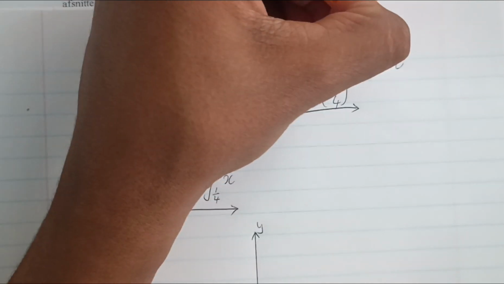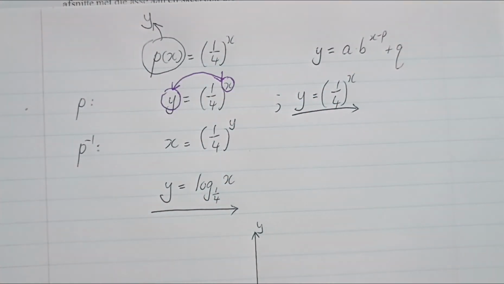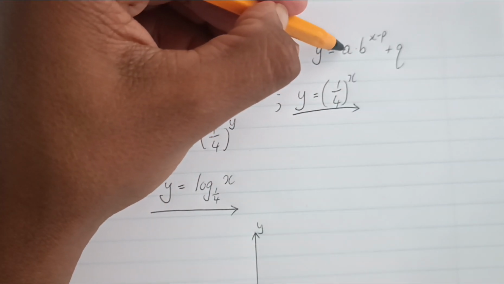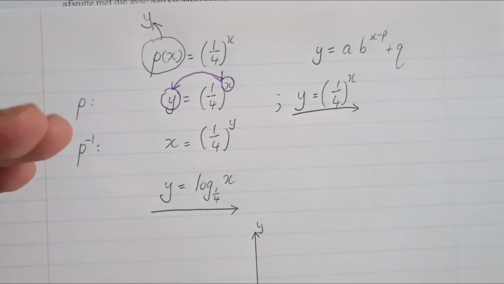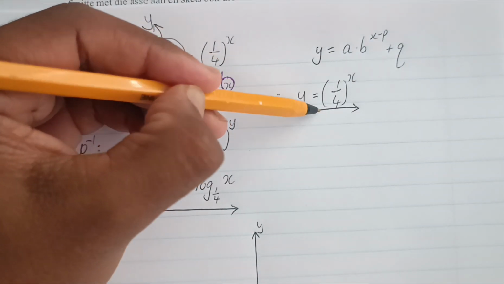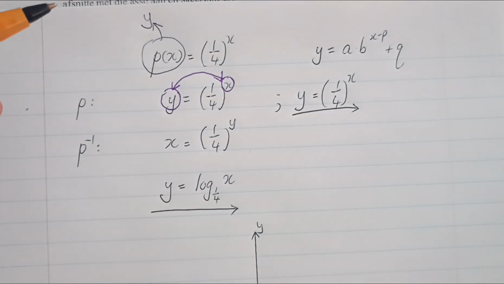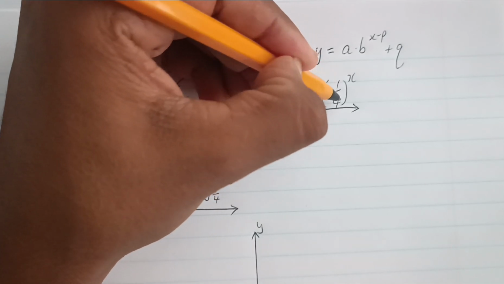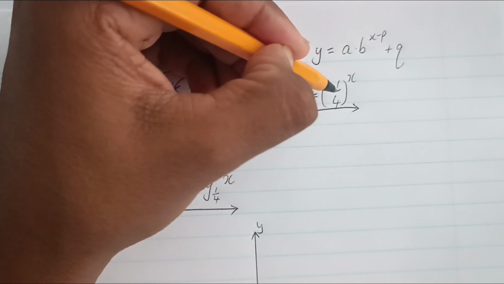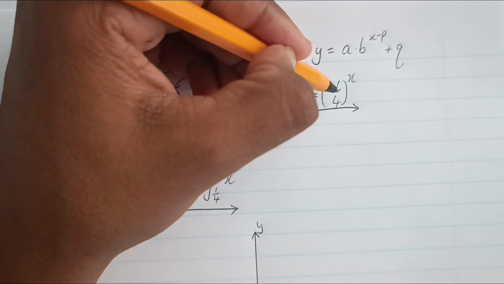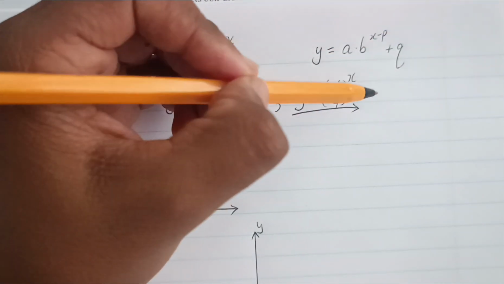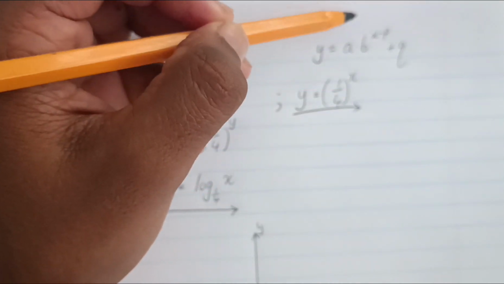Maybe there's a q there, maybe there's a p there, but this is my general form. If this a value is positive, then I know it's going to be on top, so my function is going to exist in the positive quadrant. That's above the x-axis. And my b is 1 over 4. It's between 0 and 1, so I know this function decreases. And then q is 0 and p is also 0, so it didn't shift up or down, or left or right.